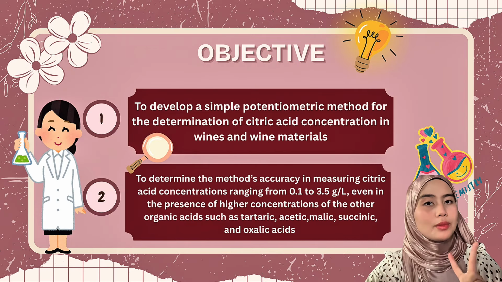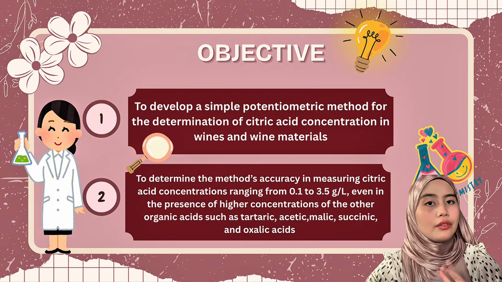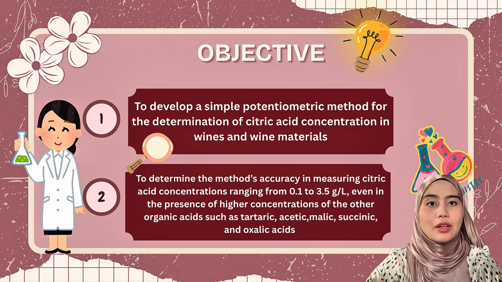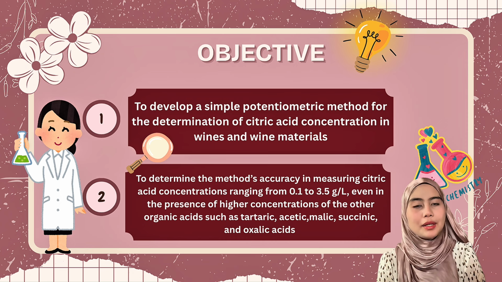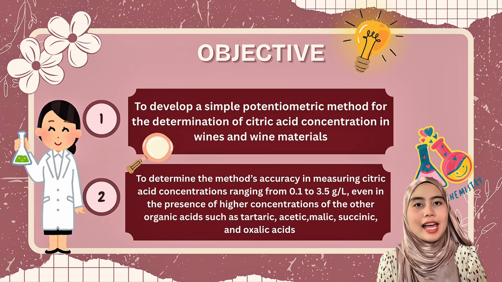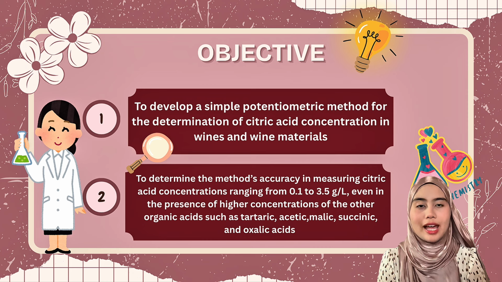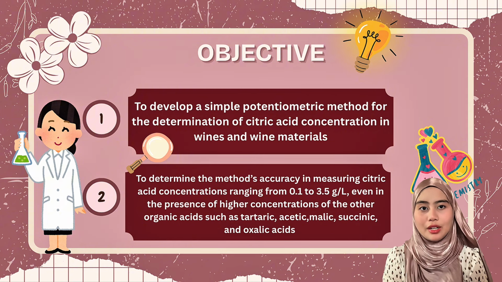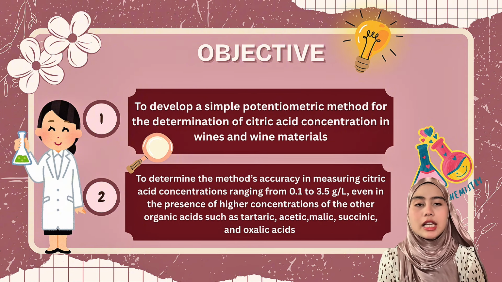There are two objectives in this experiment. First one is to develop a simple potentiometric method for the determination of citric acid concentration in wines and wine materials. The second one is to determine the method's accuracy in measuring citric acid concentration ranging from 0.1 to 3.5 g per L, even in the presence of higher concentrations of other organic acids such as tartaric, acetic, malic, succinic, and oxalic acid.